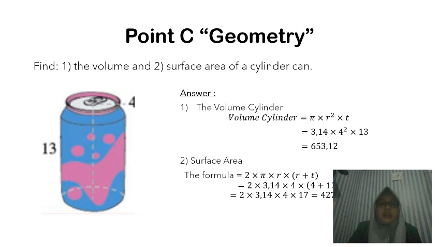653.12, and the surface area of the cylinder, the formula equals 2 multiply pi multiply r multiply r plus t in the parentheses, equals 2 multiply 3.14 multiply 4 multiply 4 plus 13 in the parentheses, equals 2 multiply 3.14 multiply 4 multiply 17 equals 427.04.